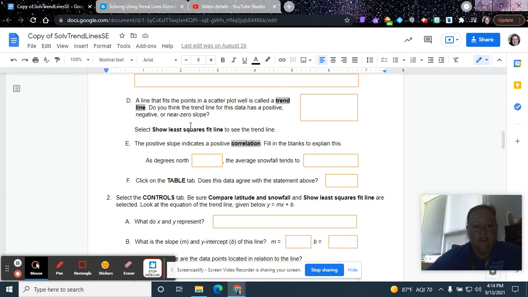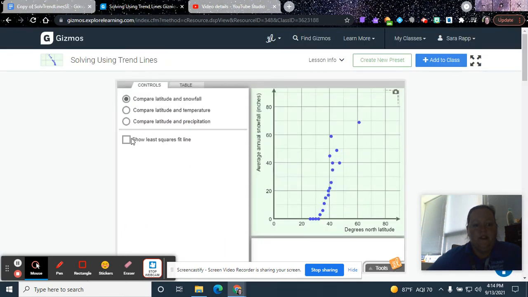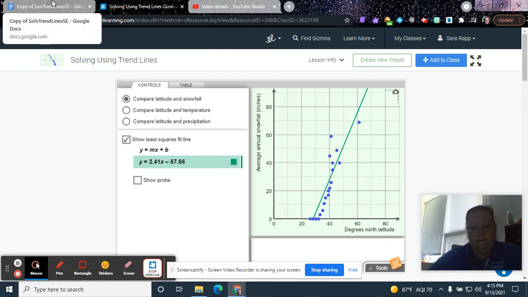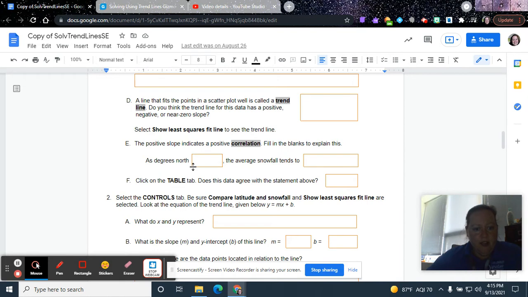And then it says, show the least squares fit line to see the trend line. A positive slope indicates positive correlation, so fill in the blanks below. You're going to click here, and that's going to show you the trend line. You'll see the y equals mx plus b, which we will be talking lots about. And it says, so correlation: as degrees north increase or decrease, you decide, the average snowfall tends to increase or decrease.